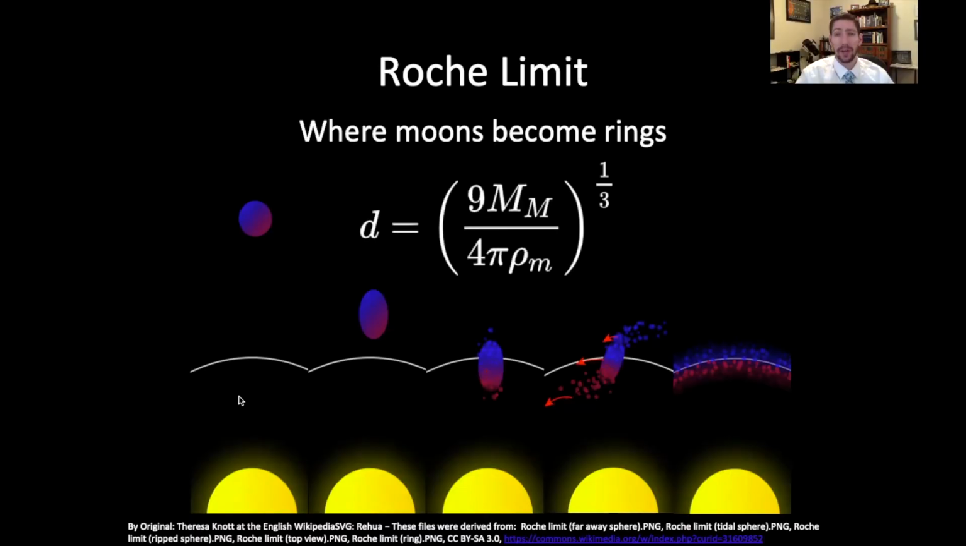Today, we're going to talk about the outer solar system. But before we do that, there are a couple of concepts that it would be useful to go over. The first of those is the Roche limit.